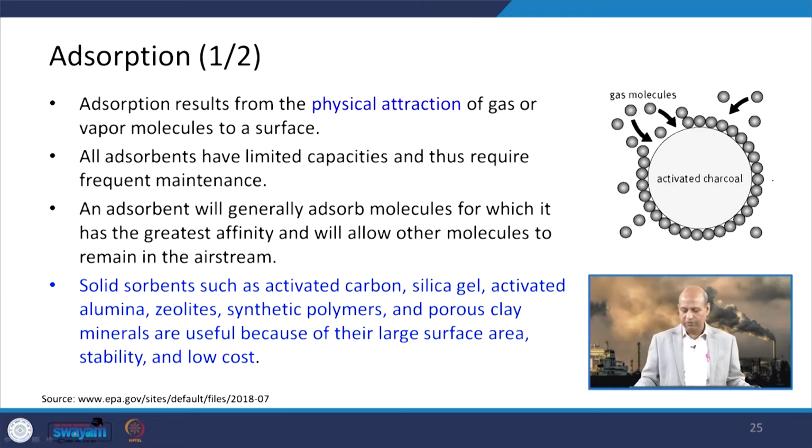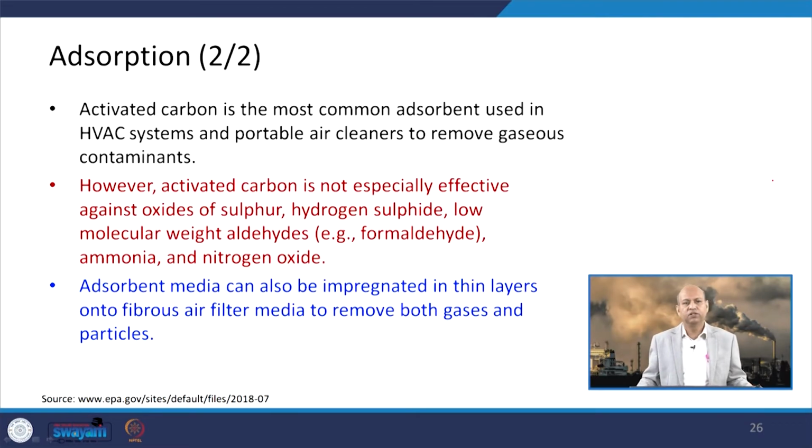All these factors influence the efficiency or performance of these absorption or adsorption related cleaning mechanisms. In adsorption, you can see the physical attraction of the gases, which can be captured on the molecules of the surfaces. The solid sorbents such as activated carbon, silica gel, activated alumina, zeolites, synthetic polymers and porous clay minerals are useful because of their large surface area, stability and low cost. So, that is why in the adsorption process they are the most popular media.